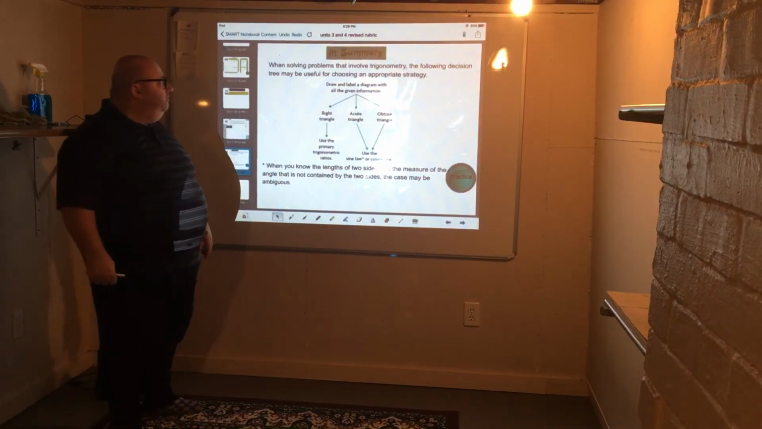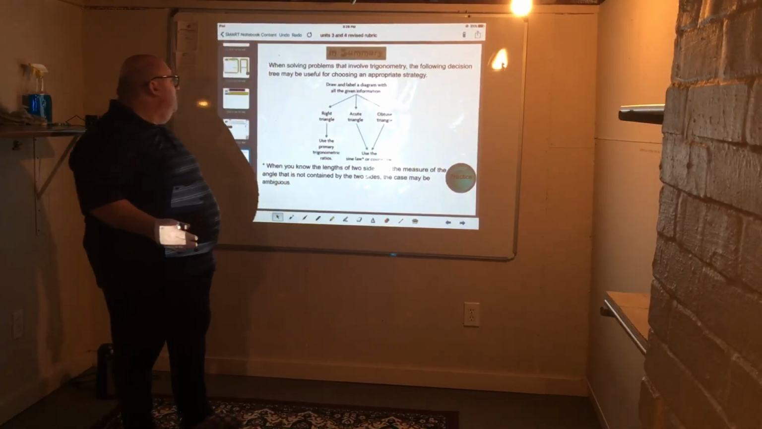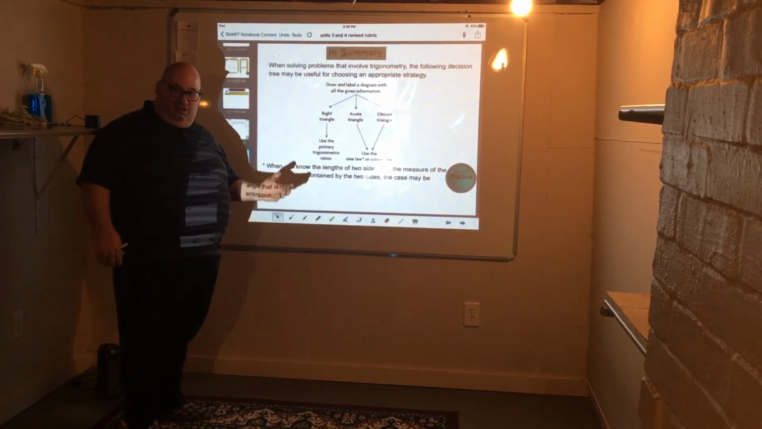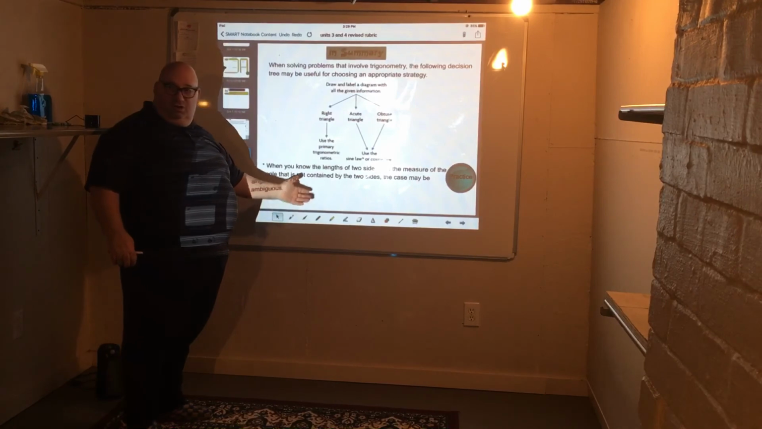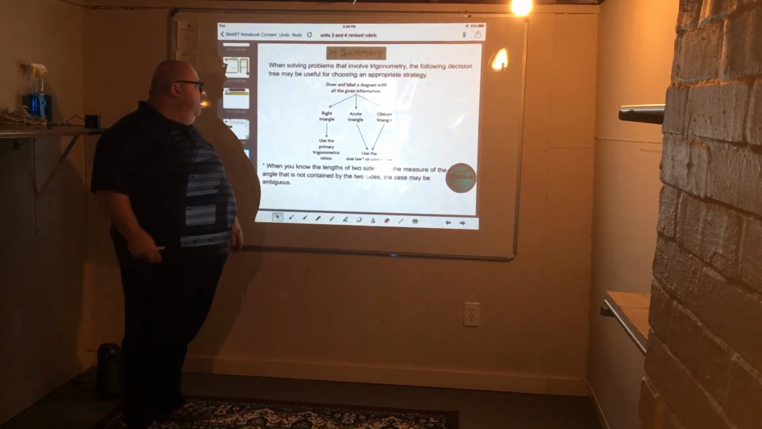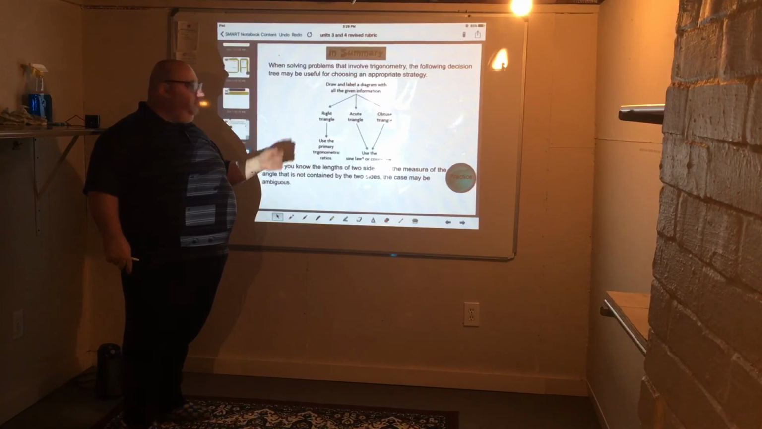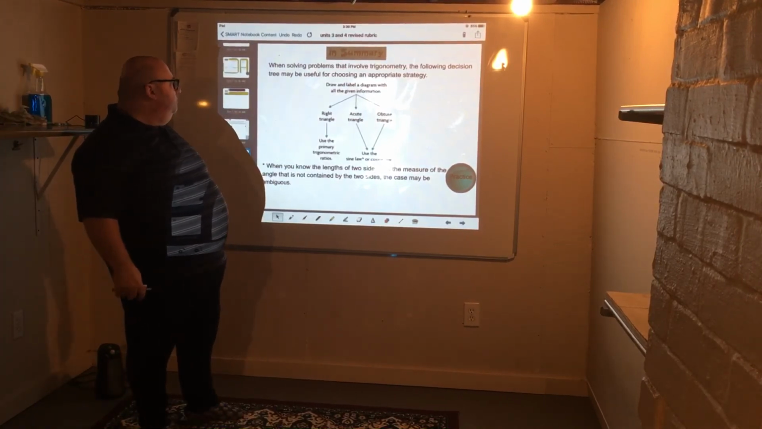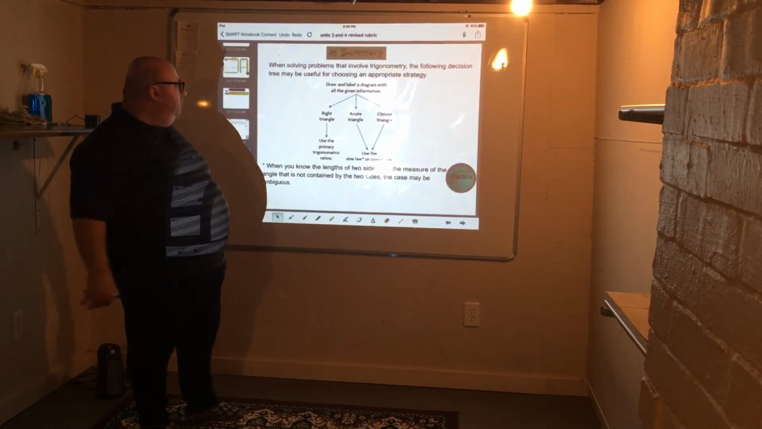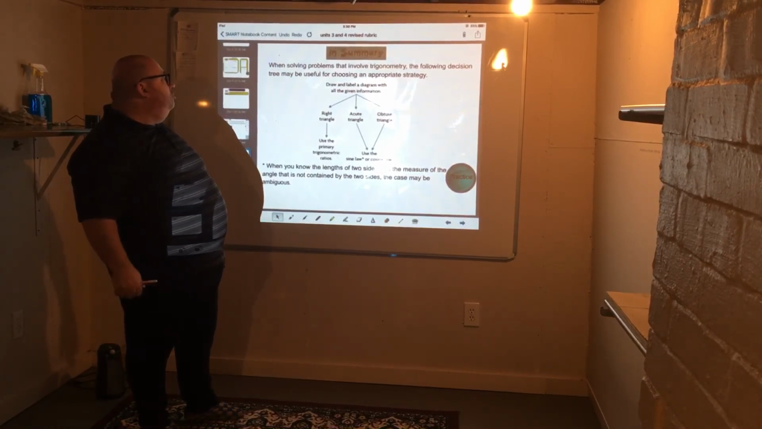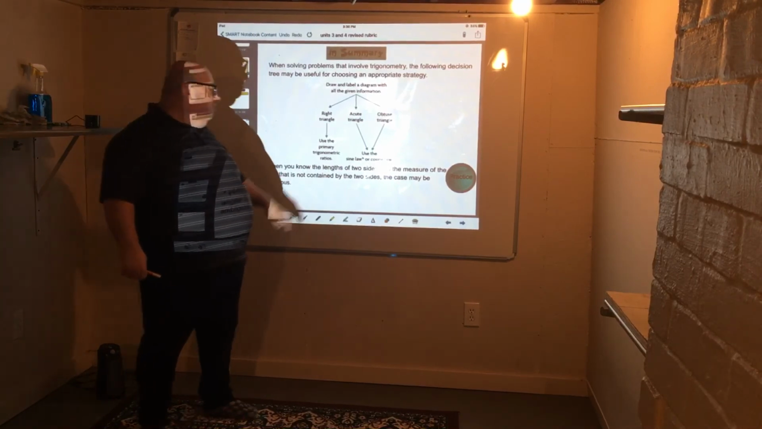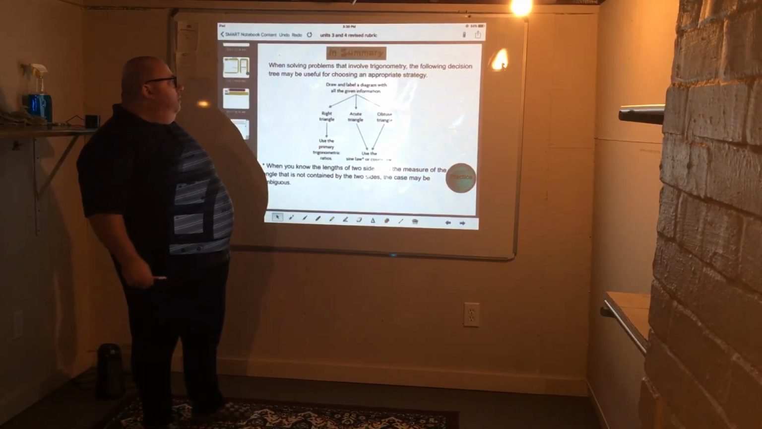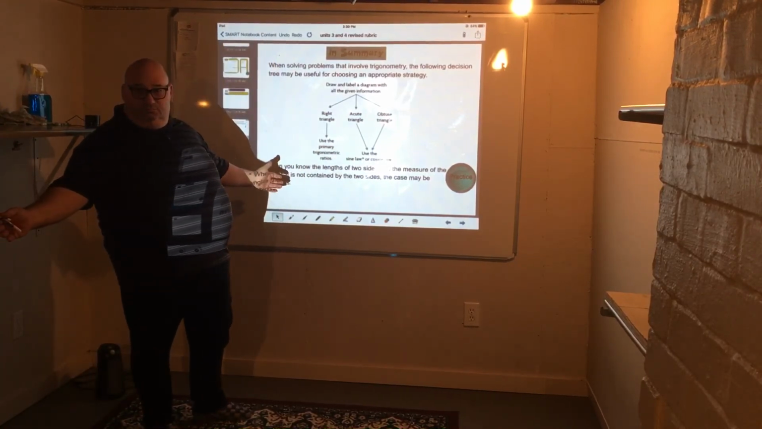So when solving problems that involve trigonometry, you have some decisions to make. If you have a right angle triangle, a 90-degree triangle, you are going to use SOHCAHTOA, primary trig ratios, sine, cosine, tan, to solve the missing sides and missing angles. If you have an acute triangle, you will use either the sine law or the cosine law, and you will have one answer. That's it.